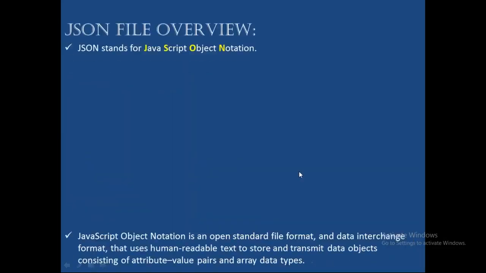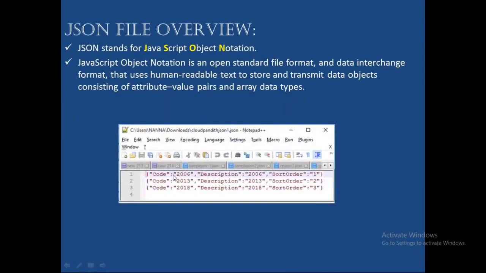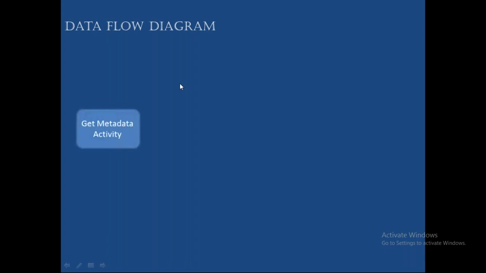And next, JSON file format we have also seen. JSON is nothing but JavaScript Object Notation. Here you see all values will be in key value pairs. Because I covered all those things in the previous session, that's why I'm going a little bit fast. Now we'll see the data flow diagram.